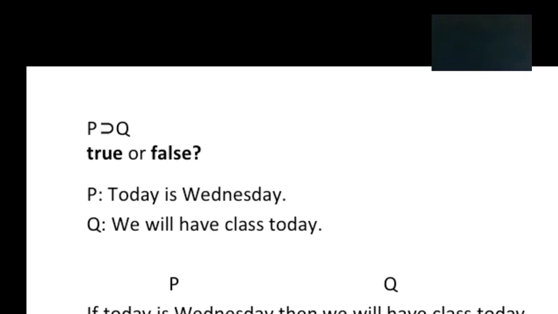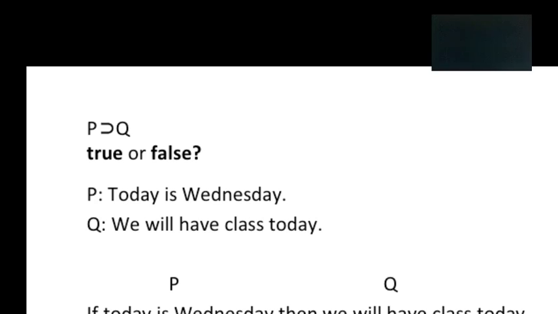First of all, if I say, if today is Wednesday, then we'll have class today, have I said for sure that today is Wednesday? No, I haven't. So it might be that today is Wednesday, but it might not. I haven't said anything about that. I've just said if it's Wednesday. Secondly, it says if it's Wednesday, then we will have class today. Have I told you for sure that we will have class today? No, I've only told you that if today's Wednesday, we'll have class today.